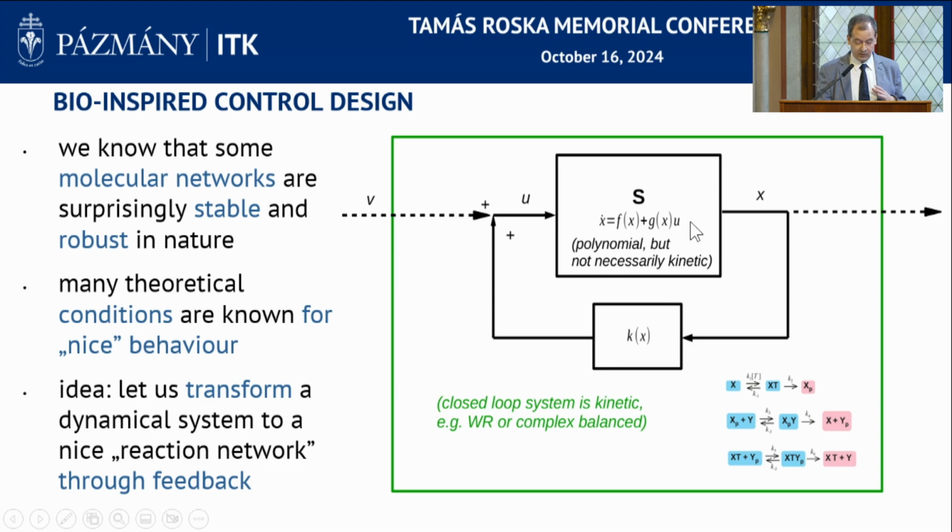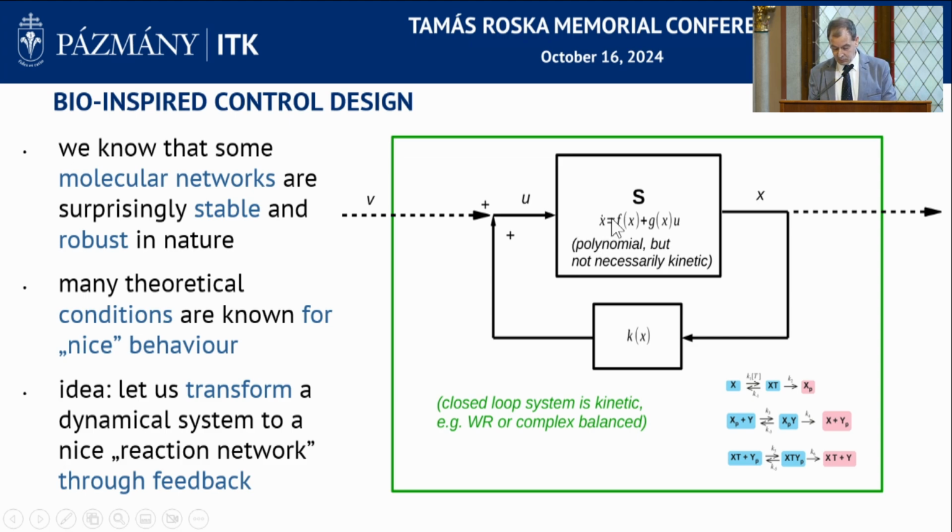So the original process is not necessarily a chemical one. It can be almost any nonlinear dynamics, but the closed loop system will behave as a nice, stable, robust molecular network. And we know many theoretical conditions for nice behavior from the literature, and we have the realizations. Generally, this idea is called the feedback equivalence problem in control. So this is the feedback equivalence problem to a nice molecular system.